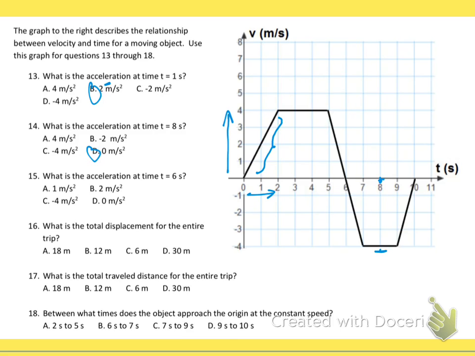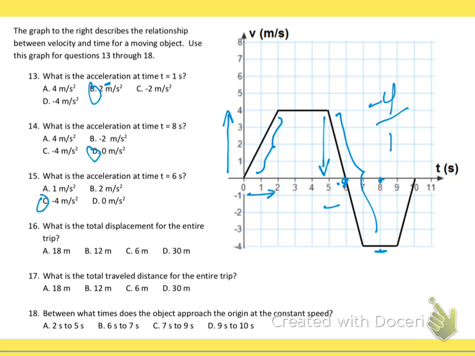What's the acceleration at 6 seconds? So the acceleration at this point. We can see the slope of this line is constant. So at 6 seconds, we could just say, okay, what's the rise and run? Well, the rise at this point would be a negative 4 over a run of 1 second. So it would be negative 4 meters per second squared.